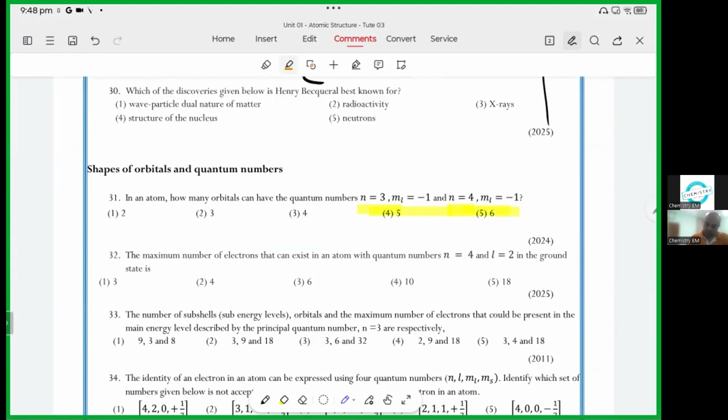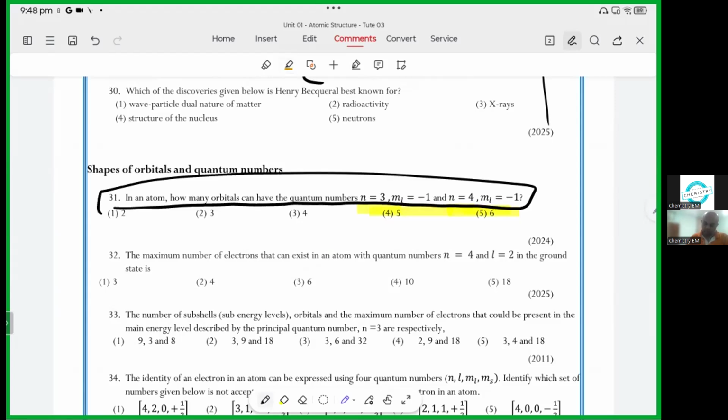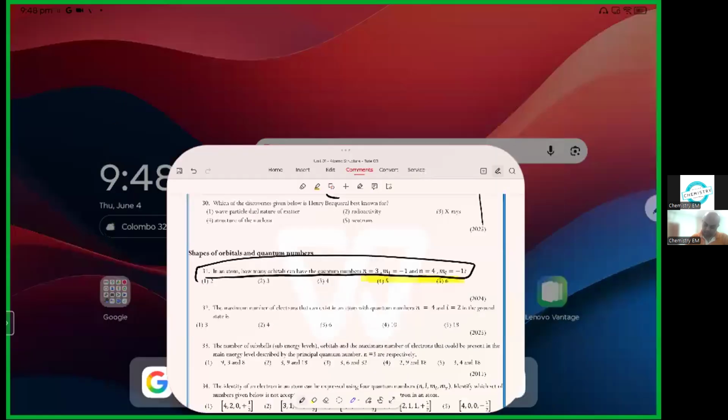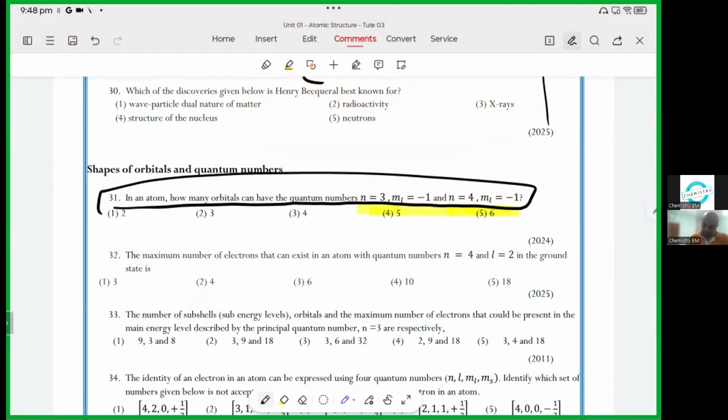This is the 2024 question, if I'm not mistaken. This is the second question. In an atom, how many orbitals can have the quantum numbers n equal to 3, ml equal to -1, that is one set they are talking about, and n equal to 4 and ml equal to -1? So this is the question. Now let's try to figure out this question.